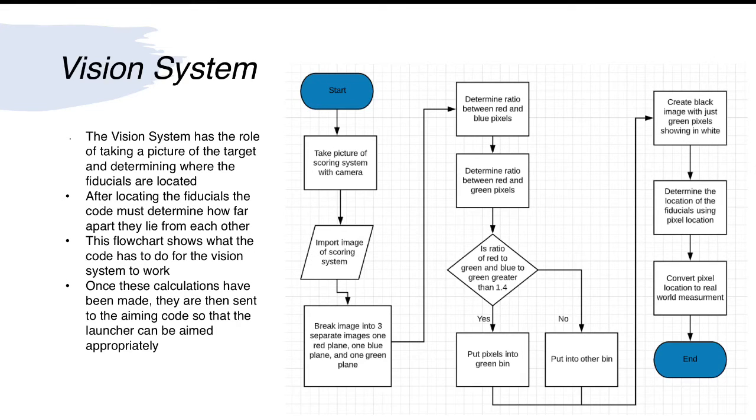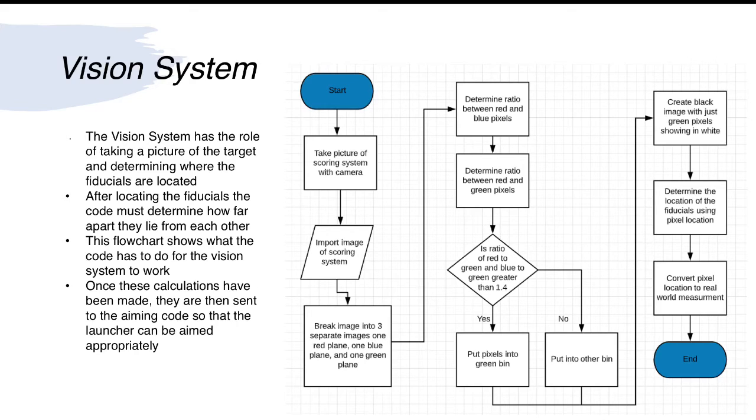This is Will Mikauskis, and for my portion of the project, I had the vision system. The role of the vision system was to take a picture of the target and determine where the fiducials are and how far apart they were in a real-world measurement.